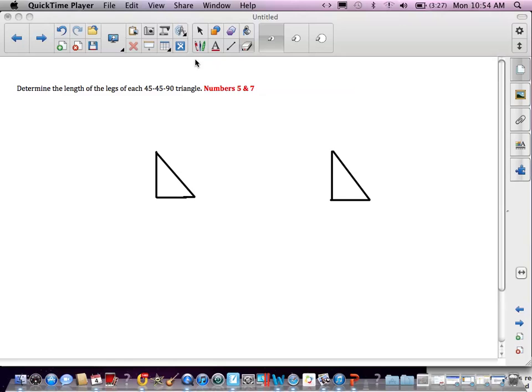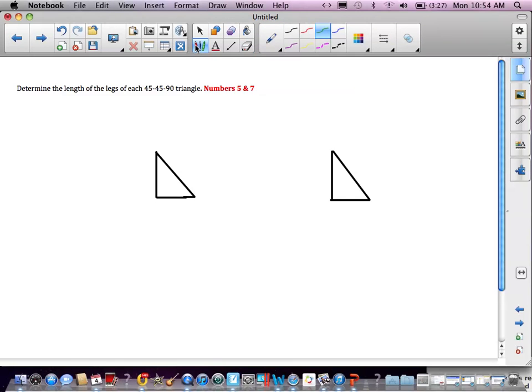So I want to look at my triangle, and like I said, if I can determine that my triangle has two 45-degree angles and a 90-degree angle, then I can use my equation C equals A square root of 2. So I'm going to look at the legs.